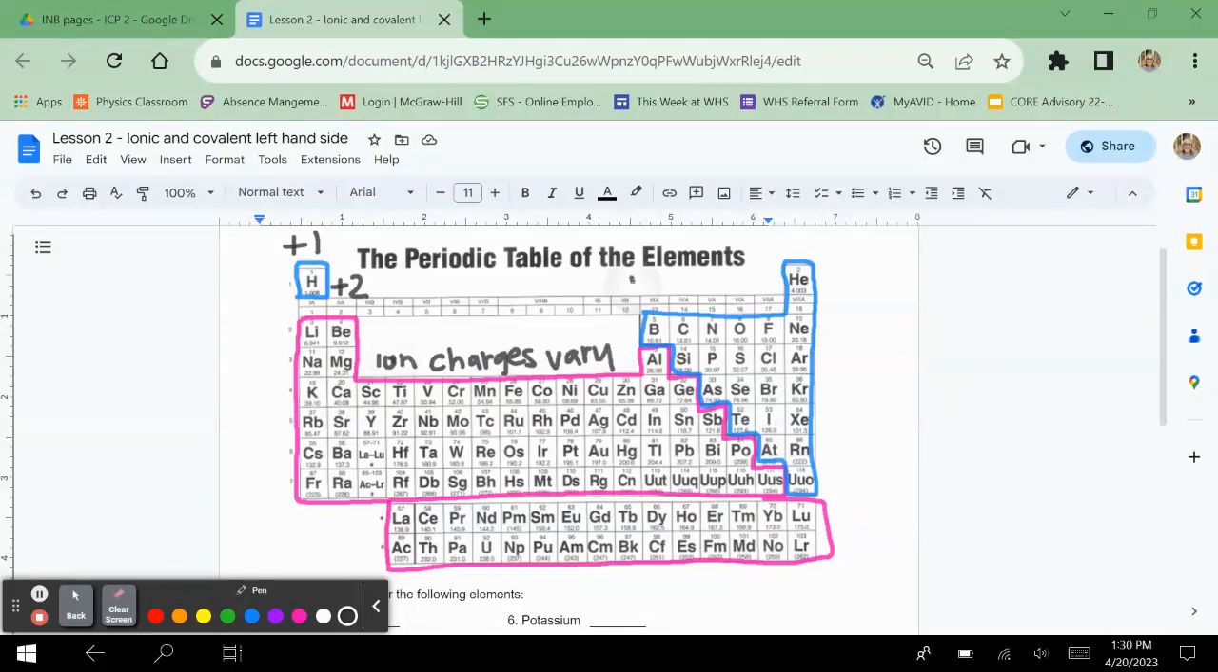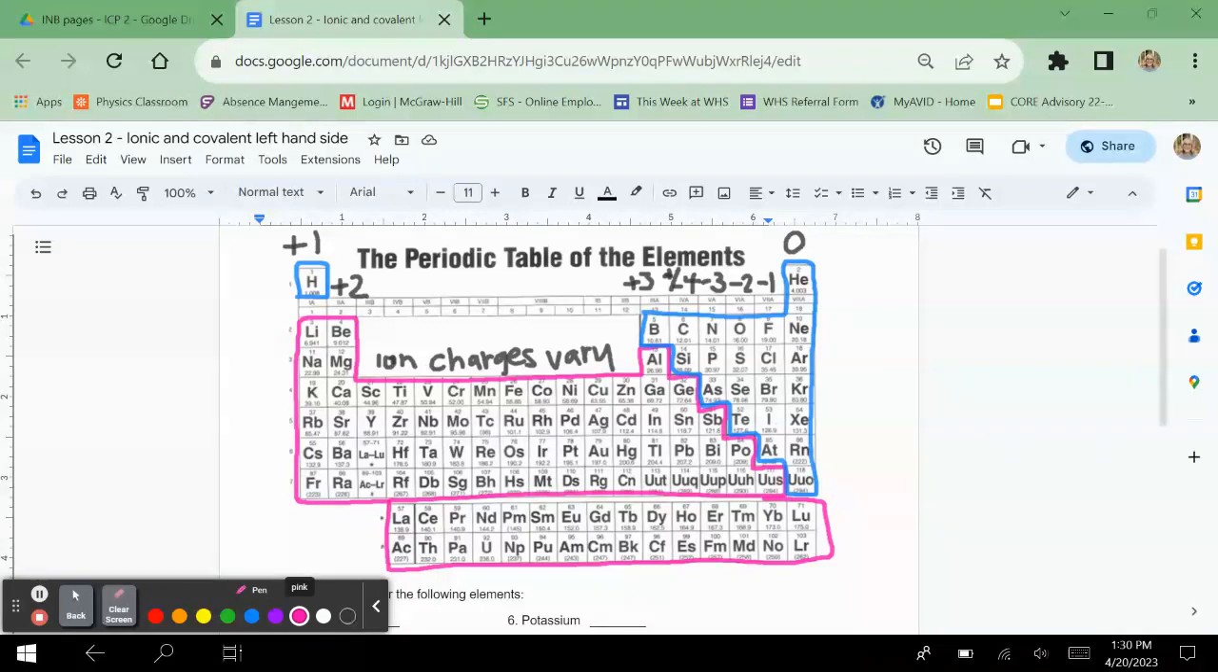Group 13 has a +3 charge. Group 14 has plus or -4. Group 15 has -3. Group 16, -2. Group 17, -1. And then group 18 has a 0 ion charge. Okay, so you're going to do that first.